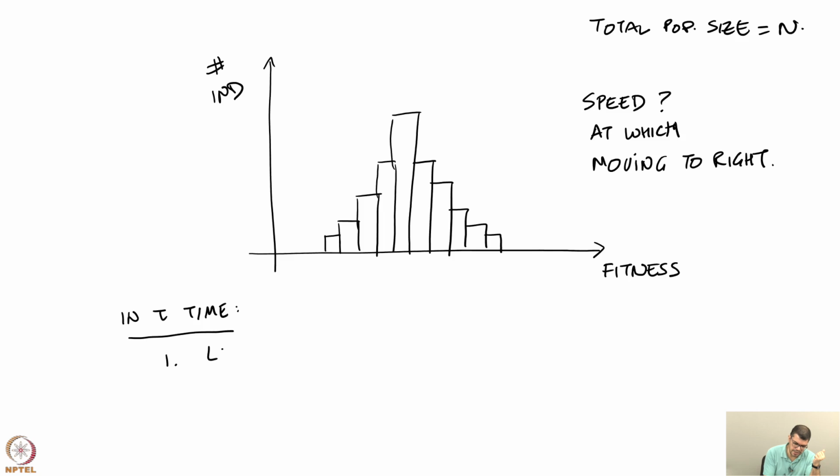First, lagging edge goes extinct. So this goes extinct in tau time. Of course, this is also decreasing, but it does not go extinct in tau time.